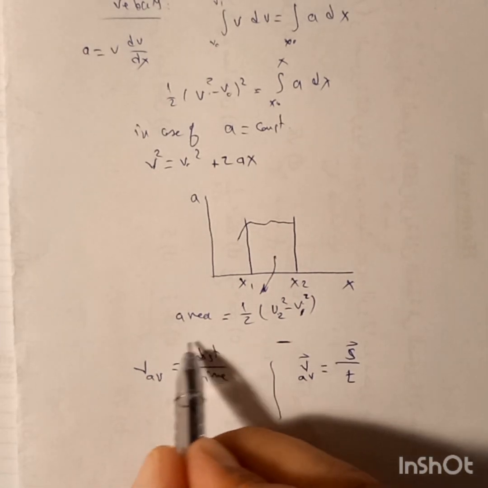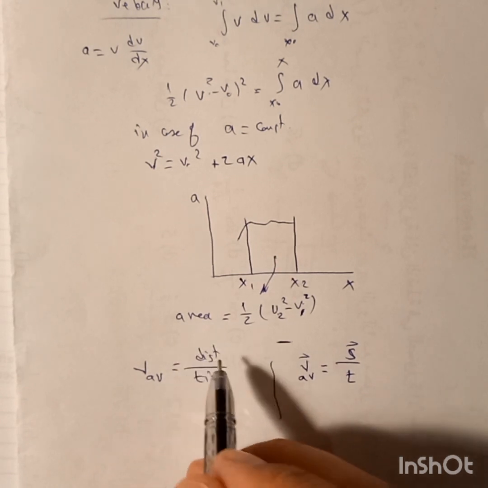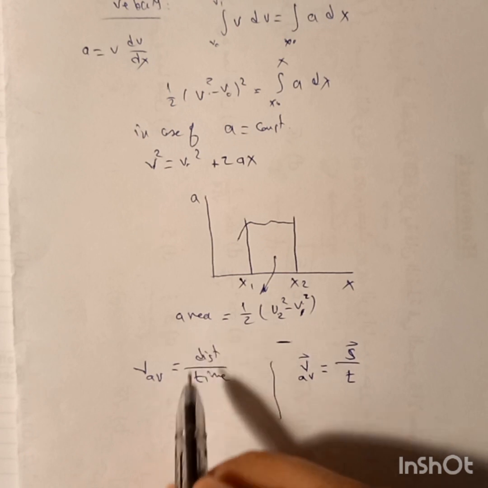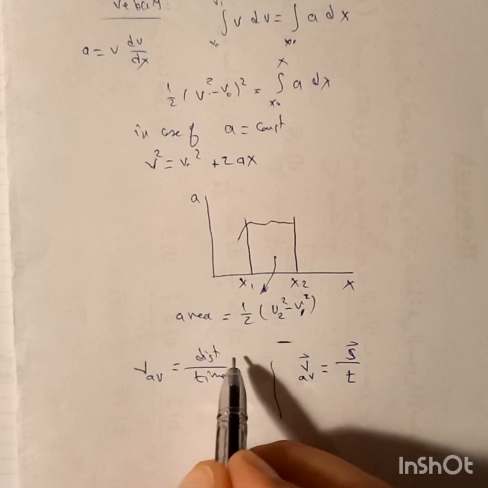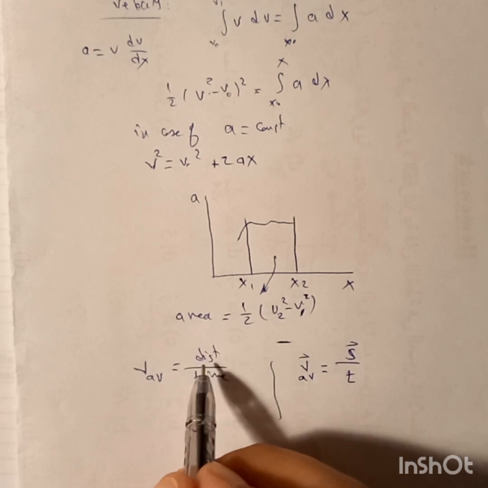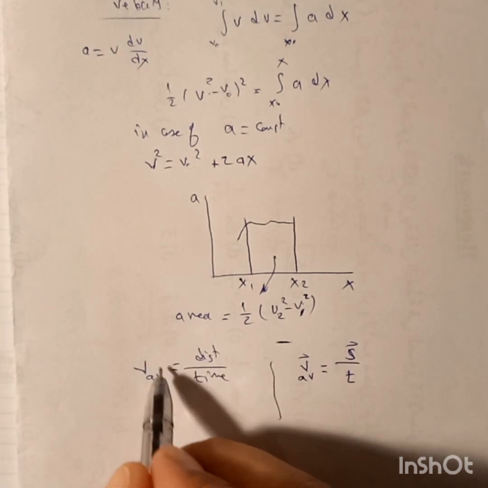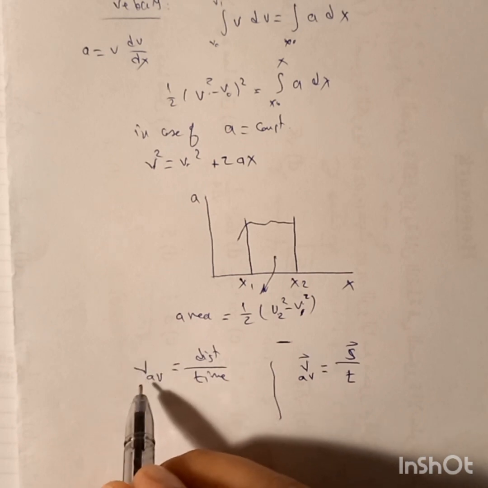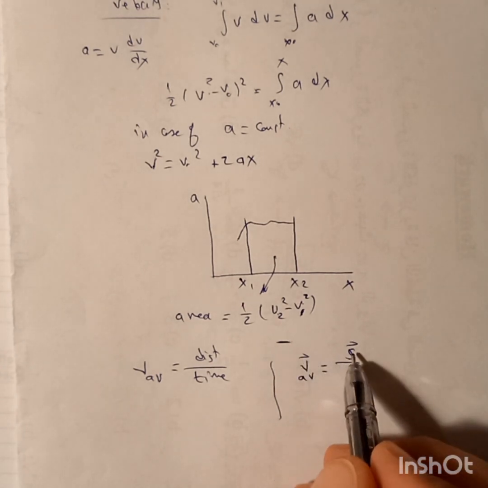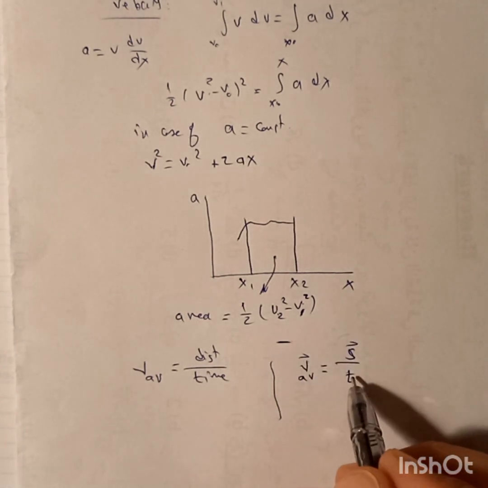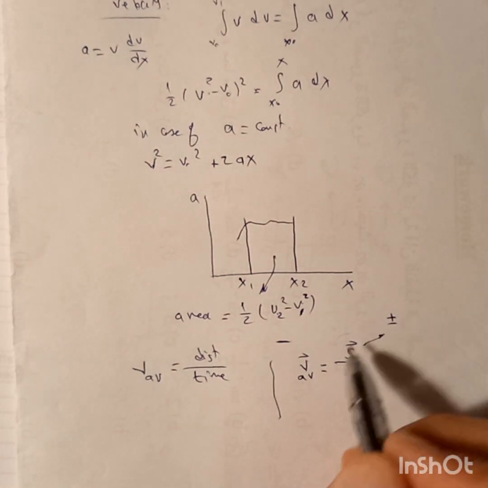V average equals the total distance over the time. The total distance, of course, we'll assume as positive. If it's in the negative direction of the regular direction of motion, then we'll convert it to positive, add all these distances together and divide by the total time to find v average, the average speed of this body. But the average velocity vector equals the displacement of this body over time. Here the displacement may be positive or negative according to the direction of motion.